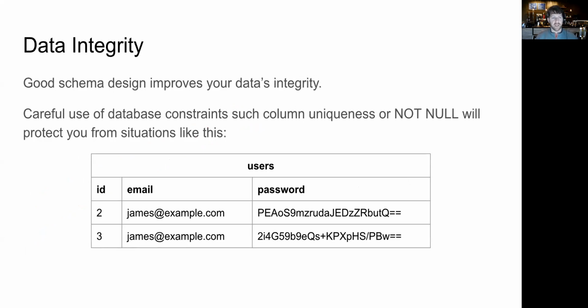So, data integrity. Good schema design improves your data integrity. Just like we had specific data types for each column, we also might want to have some checks in there so you can't have duplicate values in the same field or in the same column.